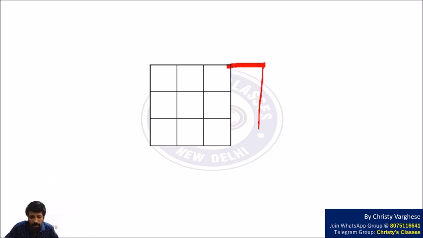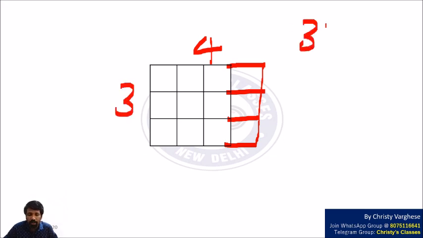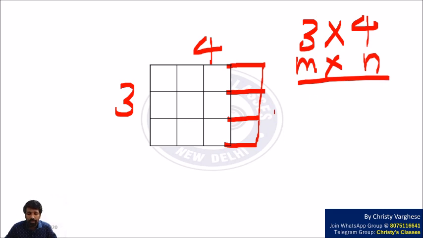I will just add one more column to this, so that there will be 4 columns and 3 rows. That means the system is a 3 by 4 system. In a 3 by 4 system, please don't use the formula I taught you. That only works when rows and columns are equal in number. Here it is not n by n, this is an m by n system. For an m by n system, the number of squares and number of rectangles have a different formula or different concept.